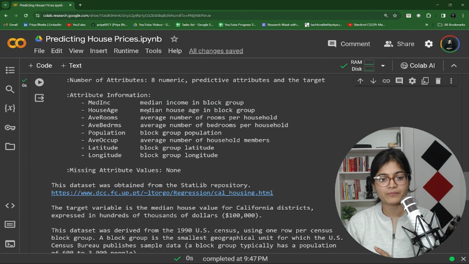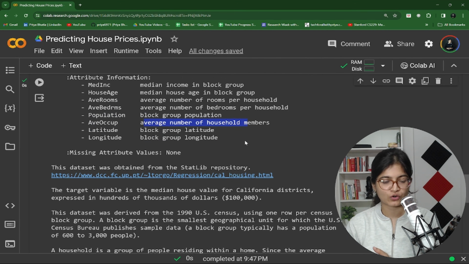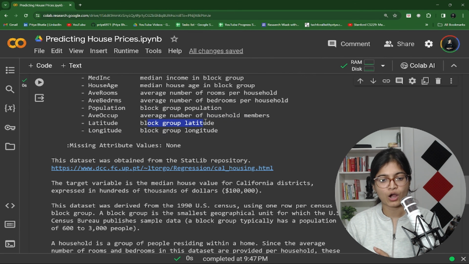Similarly, house age is the median house age in a block group. Average rooms is the average number of rooms per household. Average bedrooms is the average number of bedrooms per household. Population is the block group population. Average occupation is the average number of household members. Latitude is the block group latitude, and longitude is the block group longitude.